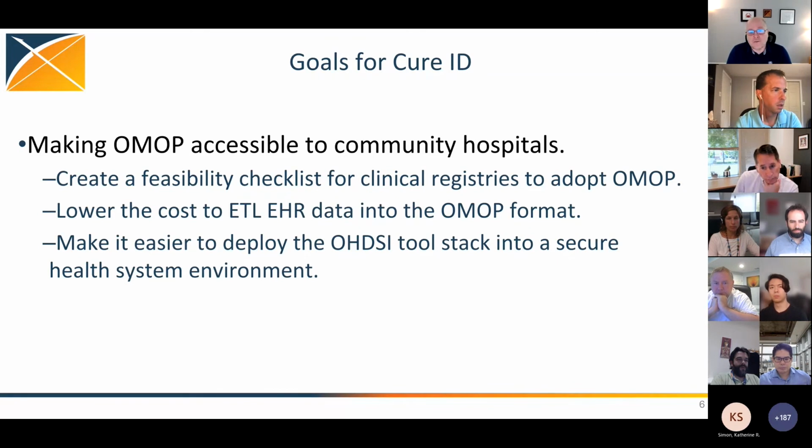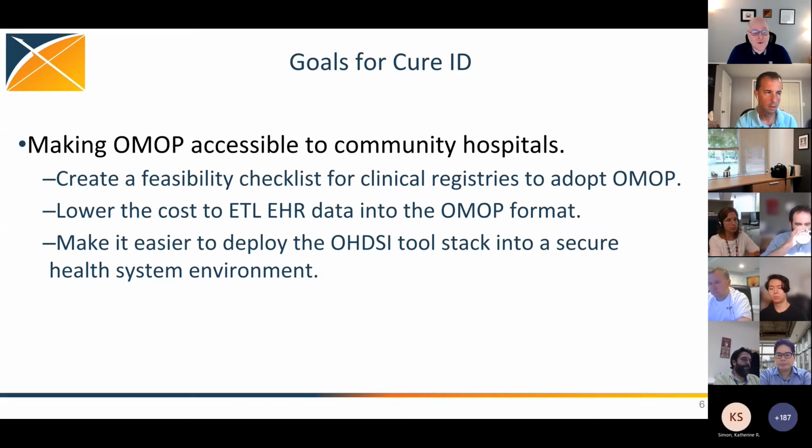So our goals were, one, to create a feasibility checklist for clinical registries to see how feasible it is to adopt the OMOP data model. The second one was, can we lower the cost to ETL EHR data into the OMOP format? I don't know if anyone here knows what the standard going rate is for OMOPing your EHR data, but if you talk to most consultants, it's usually around $150,000. And this is usually a burden that can't really be justified by one registry, but when you start doing this as a standard for multiple registries, it can be really valuable.